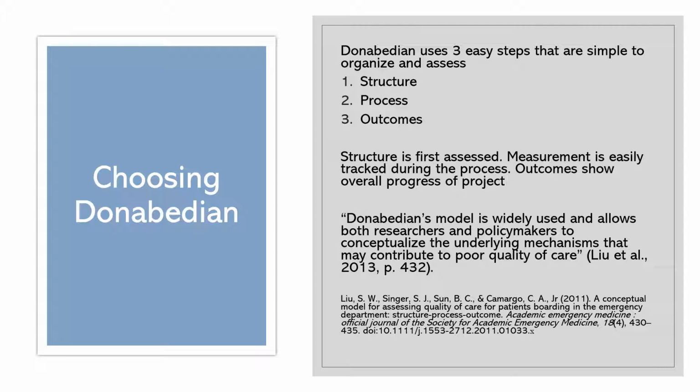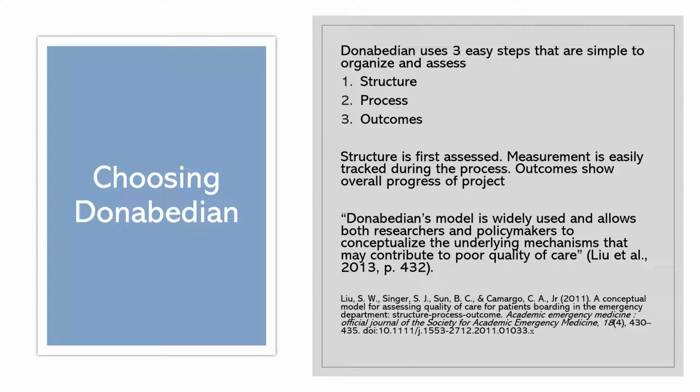I chose the Donabedian model for a few different reasons. First, there are 3 steps that are easy to use and organize. The first step is structure. This includes the facility, the available equipment, human resources, and the overall structure of the practice. The second step is process. This includes things like treatments, diagnosis, resource requirements, and overall process of care.